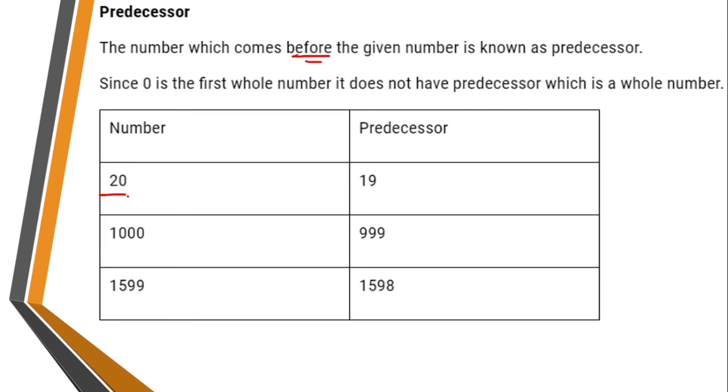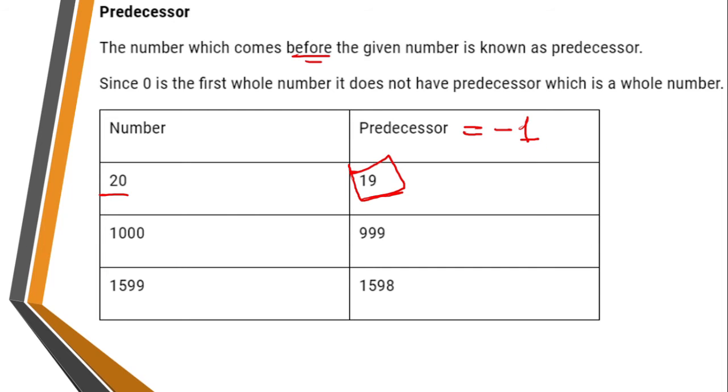So 20. What's the predecessor of 20? 19, right? Simple. But how did we get 19 the first time? While finding out the predecessor, we do -1. We subtract 1. So what did we do here? 20 minus 1. 20 minus 1 is 19. So hence 20's predecessor is 19. Easy, right? We should only do -1.